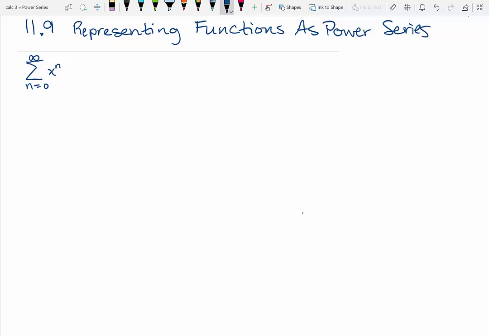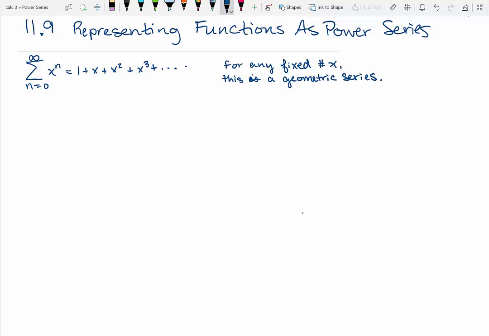Hello, we're going to talk about representing functions as power series. So let's consider first the series sum from n equals 0 to infinity of x to the n. Notice this means 1 plus x plus x squared plus x cubed, so on and so forth. Now we can interpret this for any fixed number x as a geometric series.